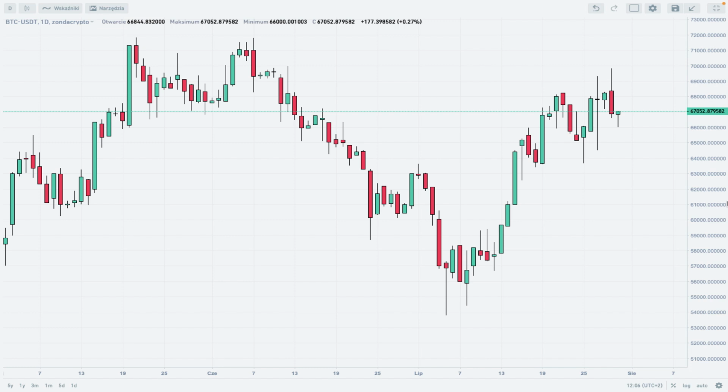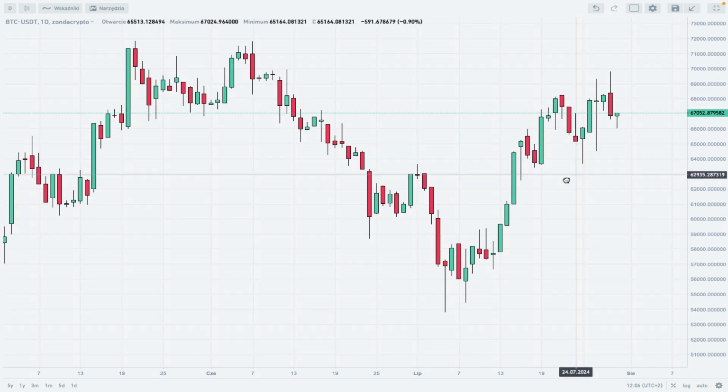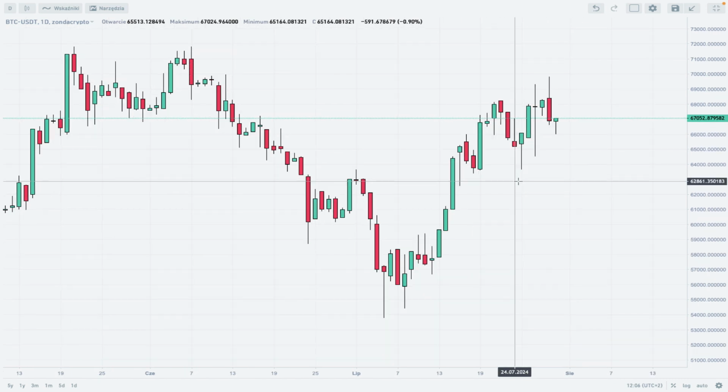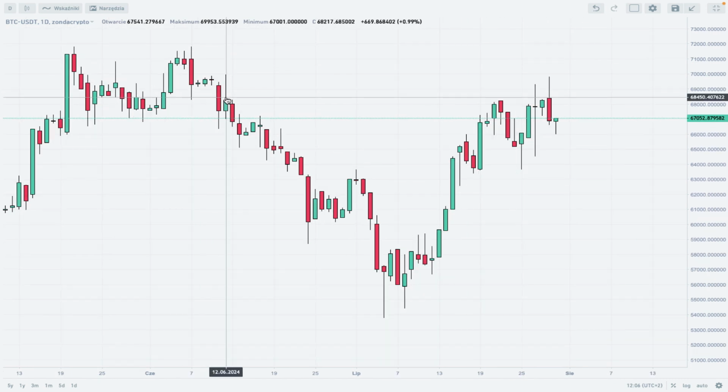Let's take a look at the Bitcoin to Tether at Zondacrypto. As you can see, I'm using the daily time frame chart, and we are going to do some Elliott wave labeling here because the situation is very interesting. So let's start from the beginning. Let's label our chart for the purposes of the technical analysis.